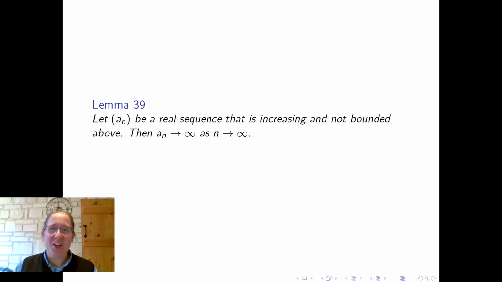Just before we start having a look at applications of the monotone sequences theorem, let me mention lemma 39, which says that if we've got a real sequence A n that's increasing and not bounded above, then it tends to infinity as n tends to infinity. So we've just talked about sequences that are increasing and bounded above, and they converge. A real sequence that's increasing and not bounded above tends to infinity as n tends to infinity.